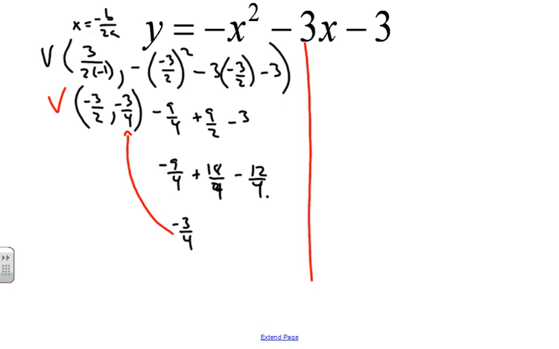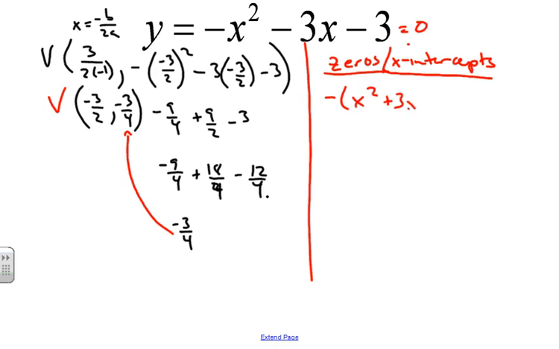Next thing we're going to do is find our zeros. To find the zeros, also known as x-intercepts, just so you know, the easiest way is to factor. But I'm not sure if this is factorable. Just to make sure, I can factor out a negative, and I have x squared plus 3x plus 3 equals 0, and no, it doesn't appear to be factorable. So the next thing we can do is use the quadratic formula.